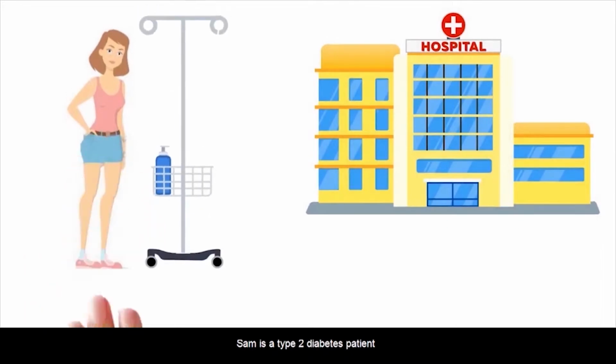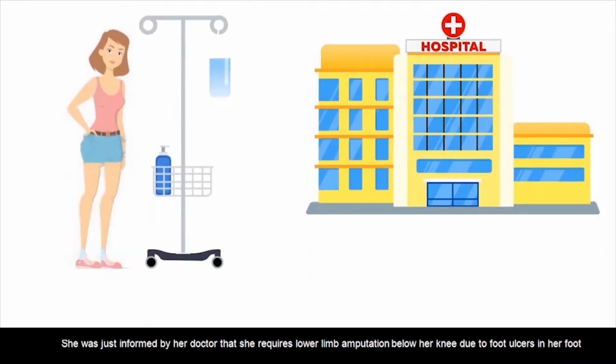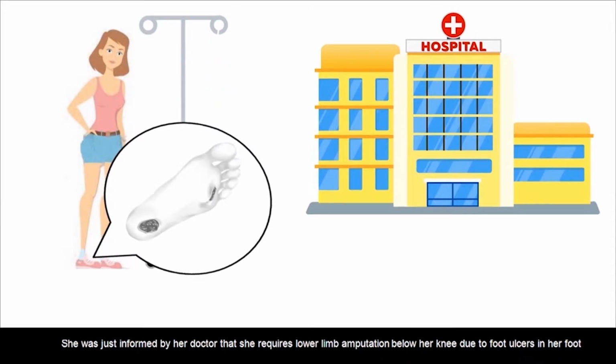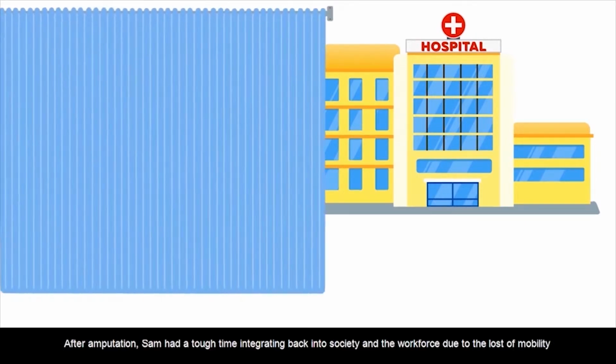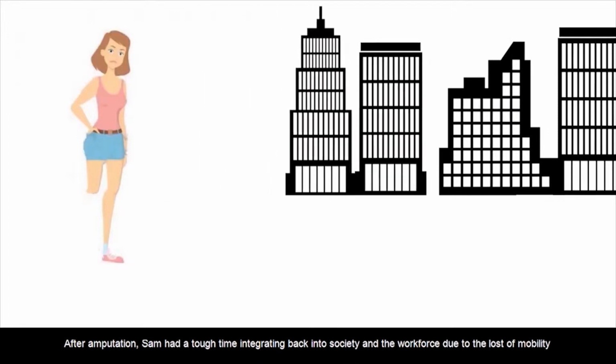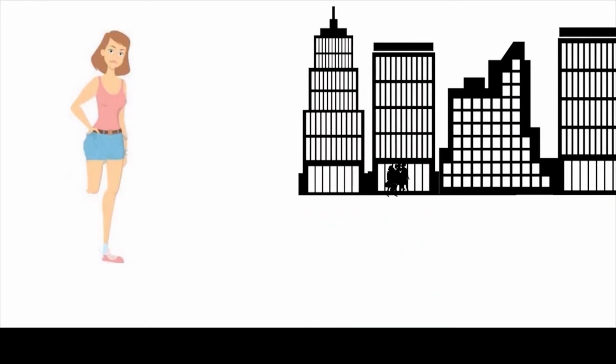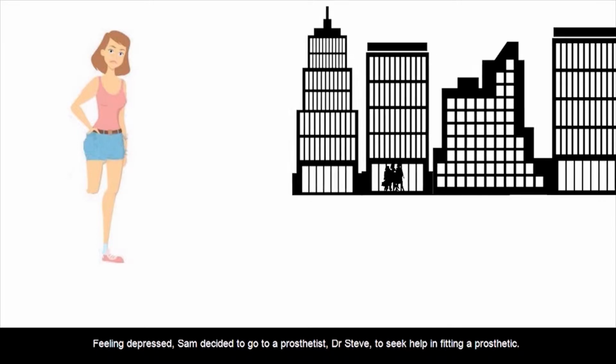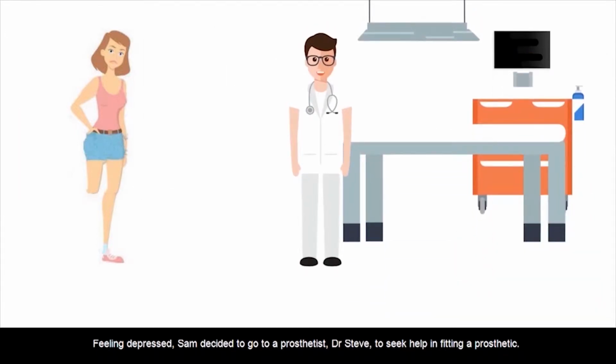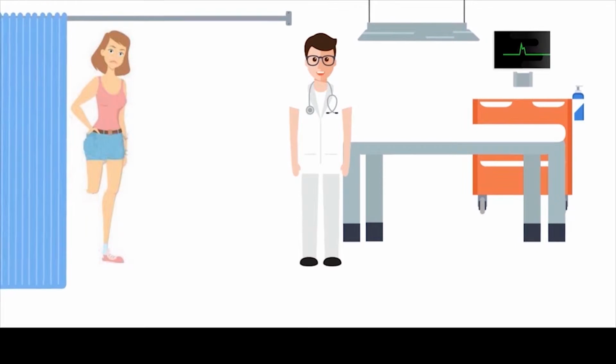Sam is a type 2 diabetes patient. She was just informed by her doctor that she requires lower limb amputation below her knee due to foot ulcers in her foot. After amputation, Sam had a tough time integrating back into society and the workforce due to the loss of mobility. Feeling depressed, Sam decided to go to a prosthetist, Dr. Steve, to seek help in fitting a prosthetic.